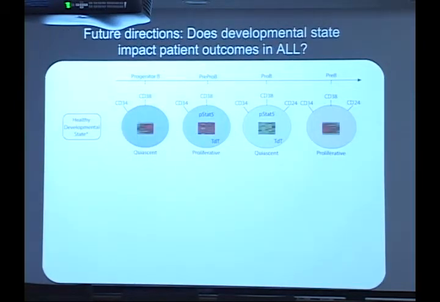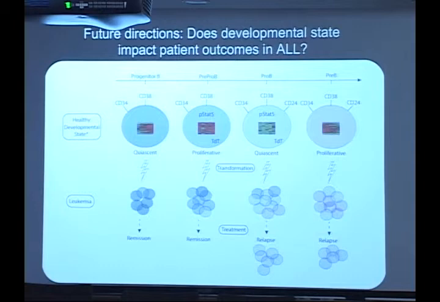So the future directions, and how this has me thinking about ALL, is thinking about what is the meaning of the developmental state and how does that impact a patient's response to a drug or to the overall treatment in leukemia. We now know that the healthy developmental state across B cell development can be characterized by certain protein phenotype, signaling phenotype, and then that also likely goes with transcriptional profile or epigenetic profile and all of the levels of regulation in the cell.